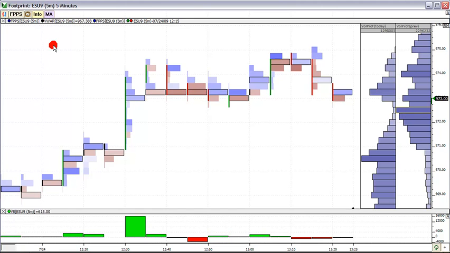Okay, going back to describing what a footprint is, the color represents whether there was more aggressive selling or more aggressive buying. So on this chart, any shade of blue within these bars represents more trading at the ask, or more aggressive buying, and any shade of red would represent more aggressive selling, the sellers hitting the bids. That's how you'd think of it.